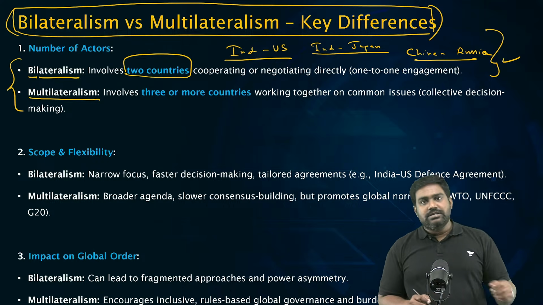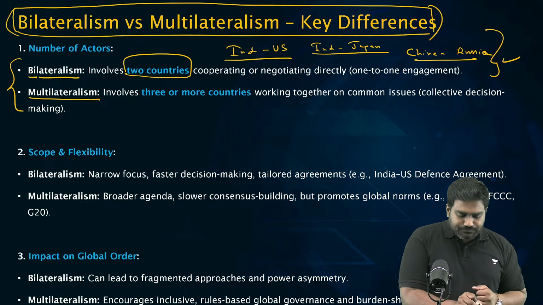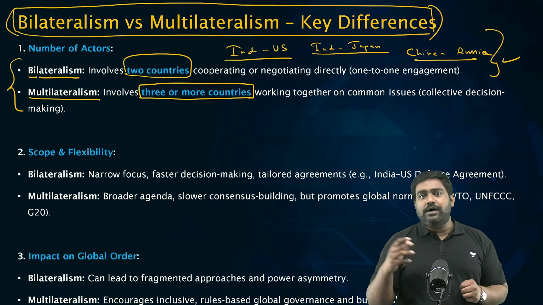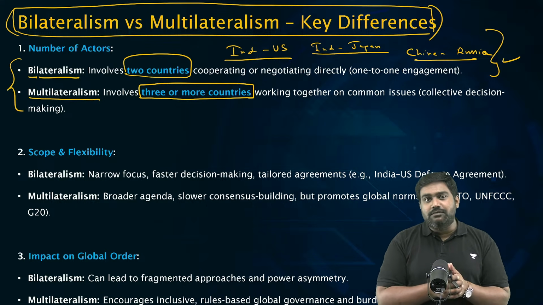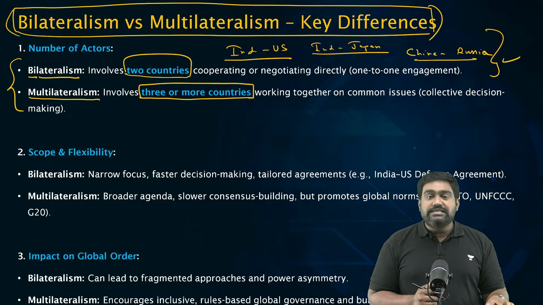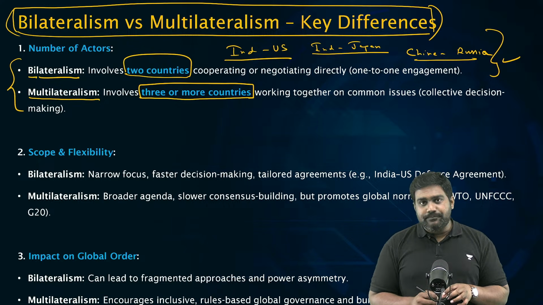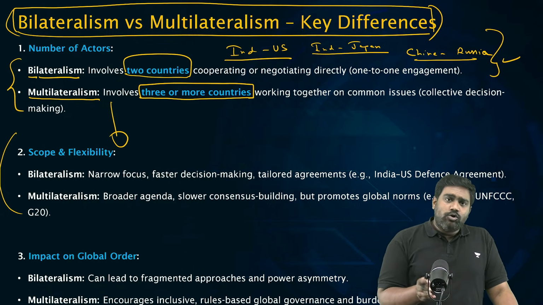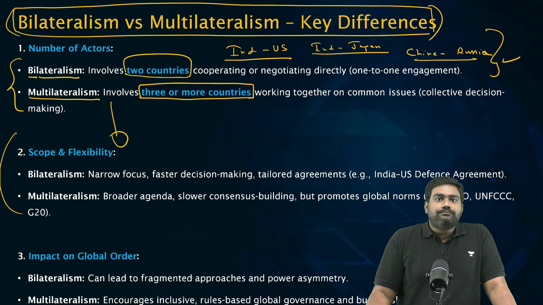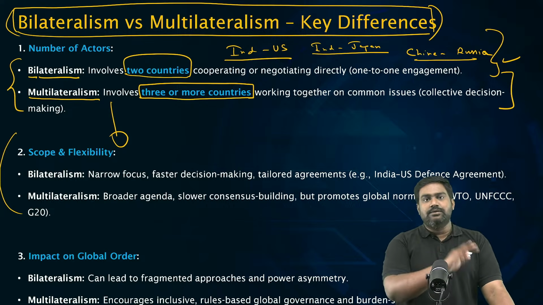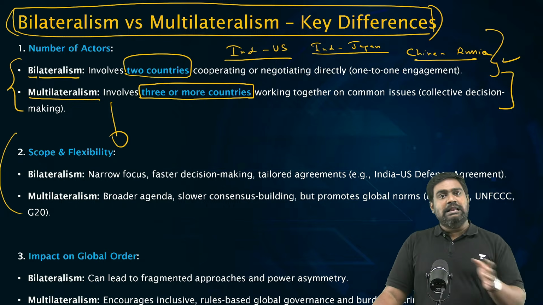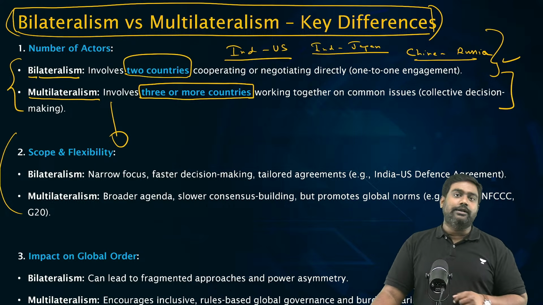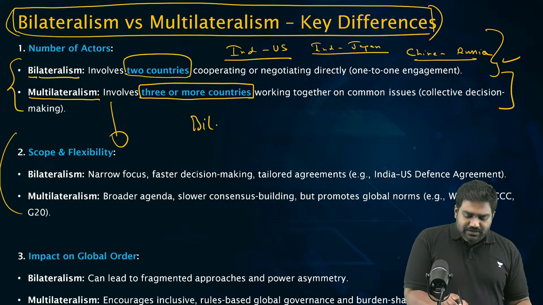Multilateralism involves three or more partners. If let's say three countries are working together, or four, five, six countries, or 193 countries are working together, right? That is an example of multilateralism. Clear? Now, both have their own advantages and drawbacks. Again, you can't say bilateralism is the best suited model or multilateralism is the best suited model. Both have their advantages and disadvantages. I'll explain this in very simple terms.